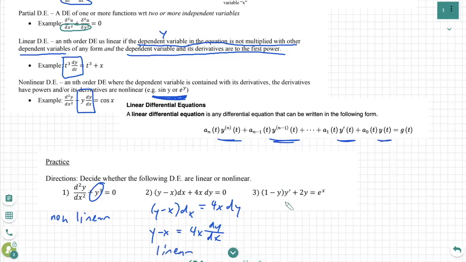Okay, what about number three then? That would be nonlinear because it's the y prime times y. Yeah, exactly. This part makes it nonlinear. Okay, order is just the highest derivative that's in the equation.